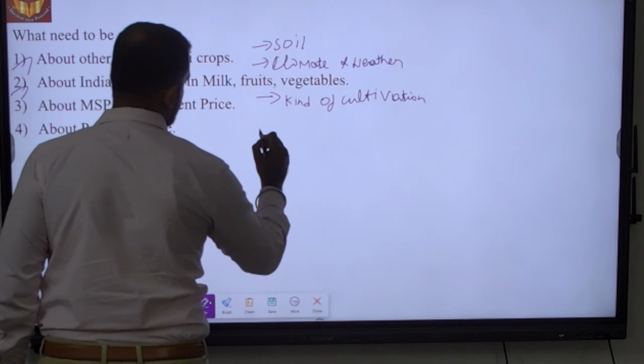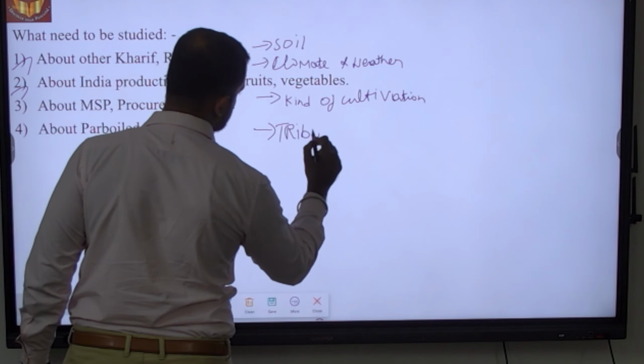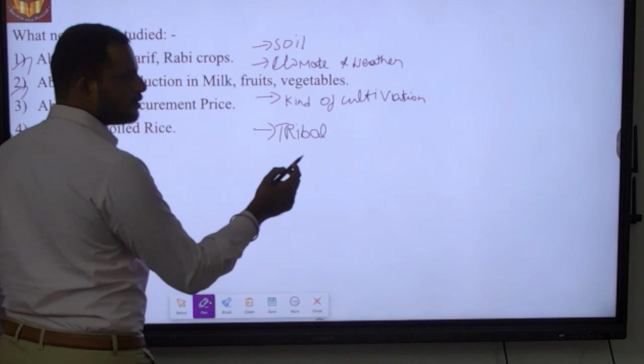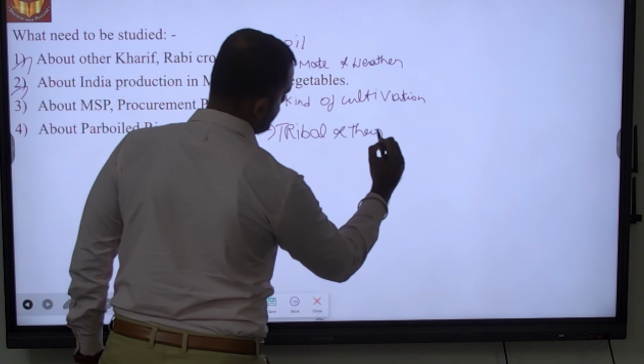And if there are any tribal elements present in the region in which the particular crop is cultivated, we should know about the tribes, and their major economic activity.